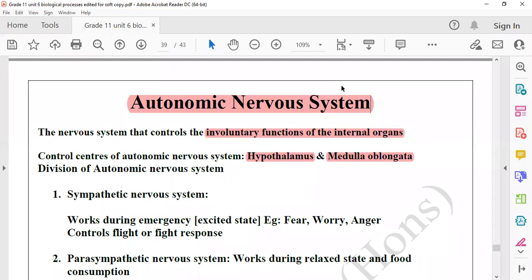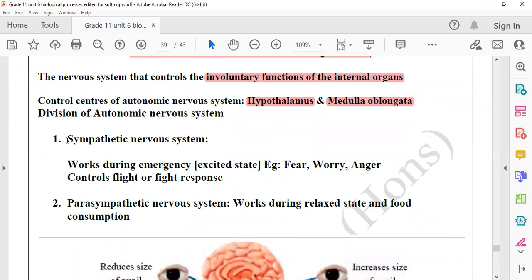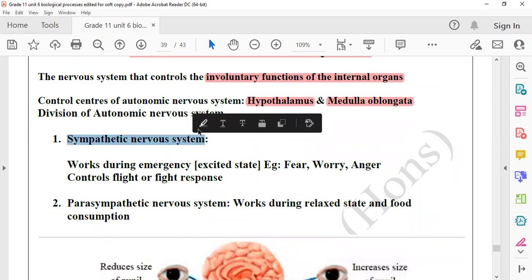Heart working, lungs working, stomach working, or kidney working, all are under whom? The autonomic nervous system. In the autonomic nervous system, there are two choices. Read this name. Sympathetic nervous system. The other one.